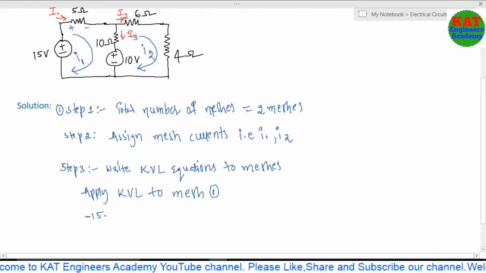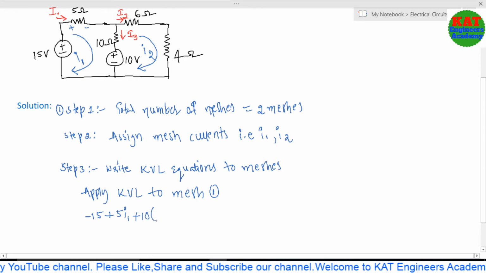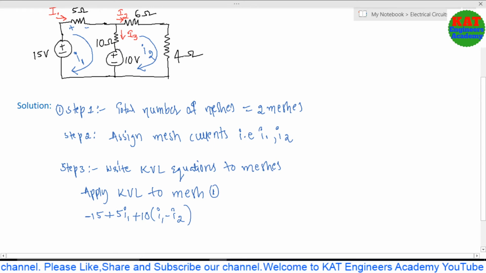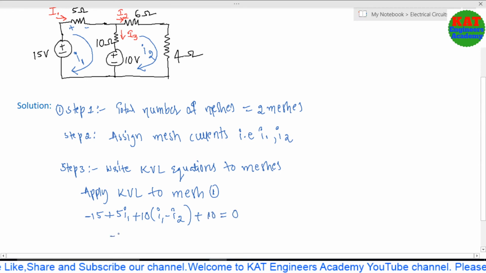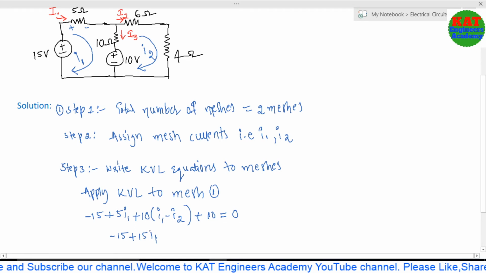The current flowing through the 5 ohms is I1, so 5 I1. Next we have the 10 ohms. In the 10 ohms, two currents are flowing, I1 and I2. With respect to the first loop, I1 is downwards and I2 is upward, so I1 is positive: plus 10 times (I1 minus I2). Next we have 10 volts, plus to minus, which is a drop in potential, so positive 10, equal to 0. This is the KVL equation. Now simplify it: minus 15, 10 I1 plus 5 I1 gives 15 I1, next minus 10 I2.